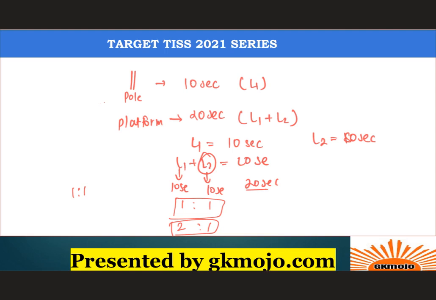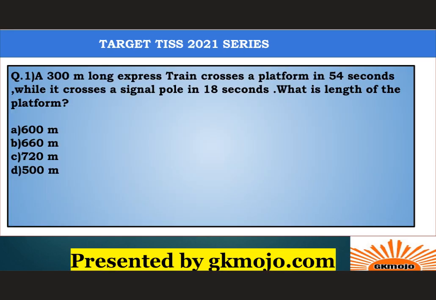Alright, so let's get started with the questions. The question says a 300-meter long express train crosses a platform in 54 seconds while it crosses a signal pole in 18 seconds.